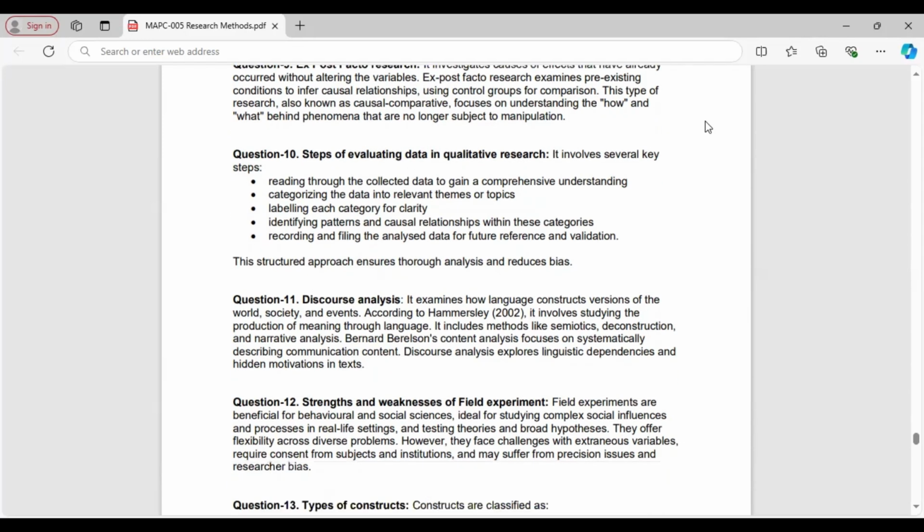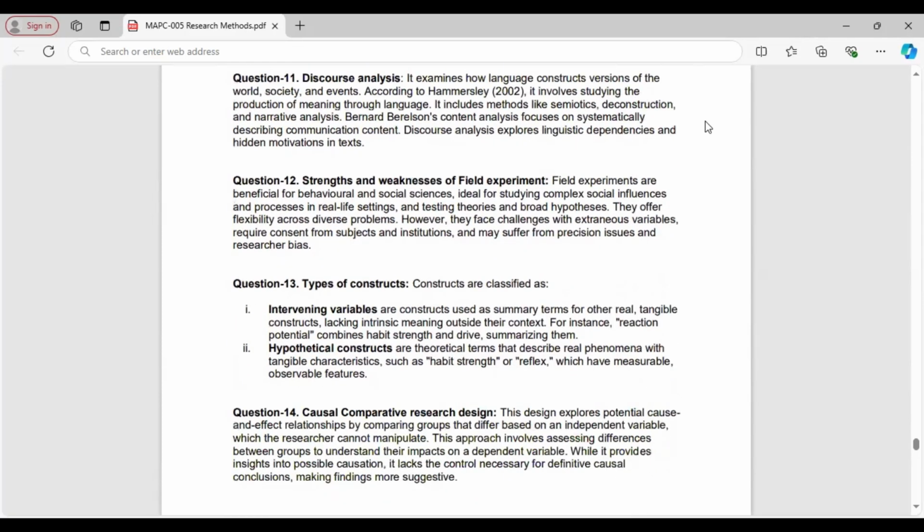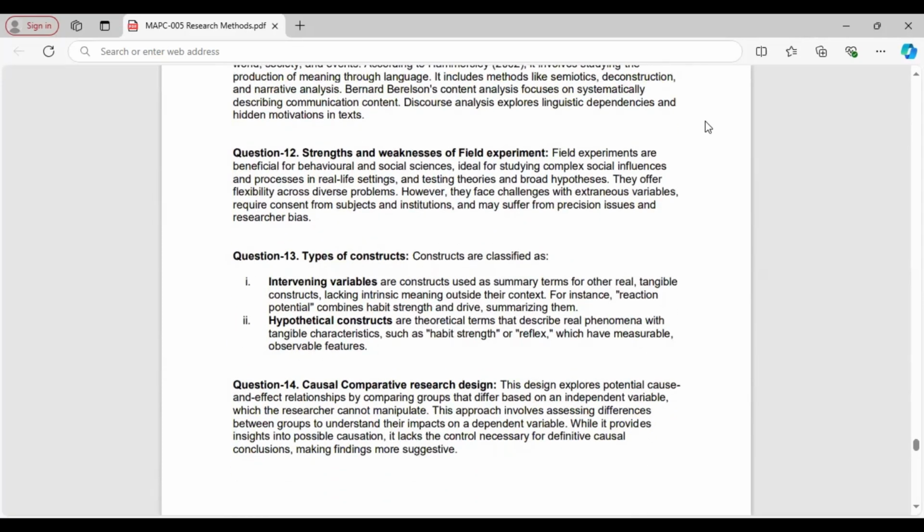Question 12. Strengths and weaknesses of field experiments. Mention that field experiments allow for studying real life behaviors but can face challenges like extraneous variables and researcher bias. Question 13. Types of constructs. Discuss the two types of constructs: intervening variables, which summarize other constructs, and hypothetical constructs, which are theoretical but have measurable characteristics.